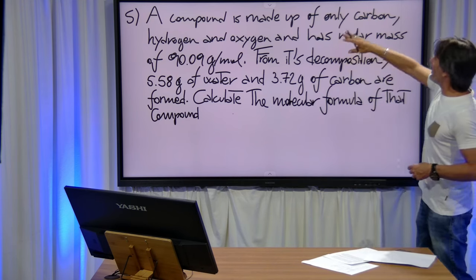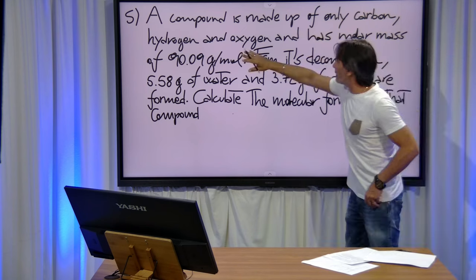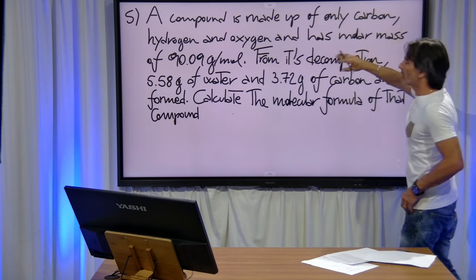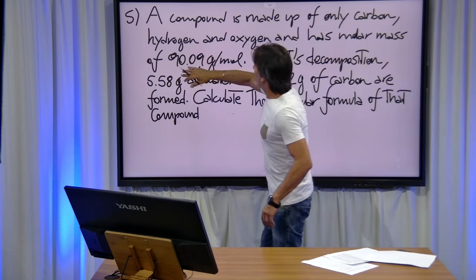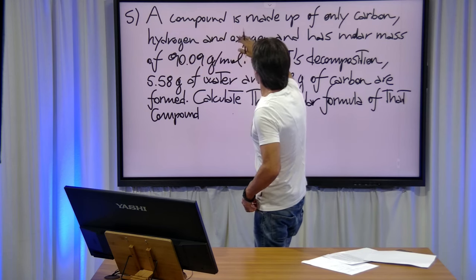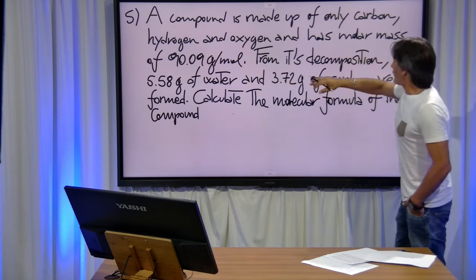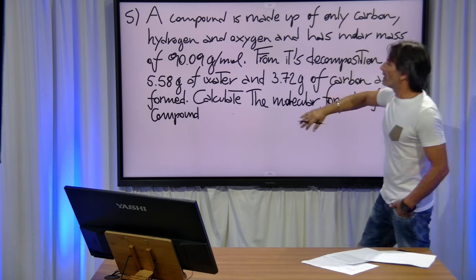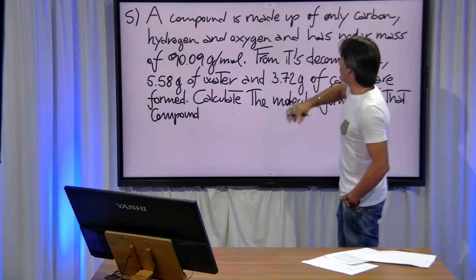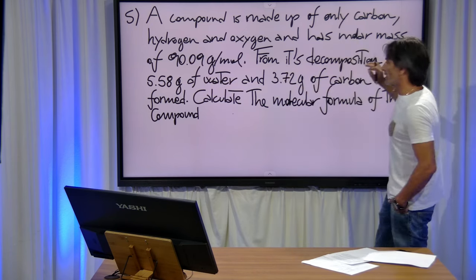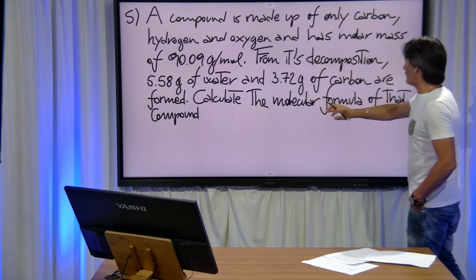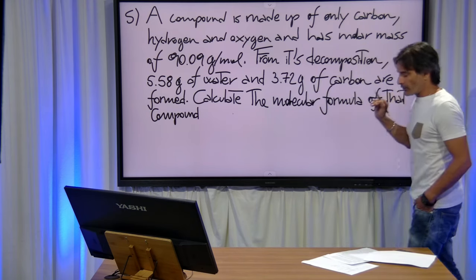A compound is made up of only carbon, hydrogen and oxygen, and has a molar mass of 90.09 grams per mole. From its decomposition, this quantity of water is formed and this quantity of carbon is formed. Calculate the molecular formula of that compound.